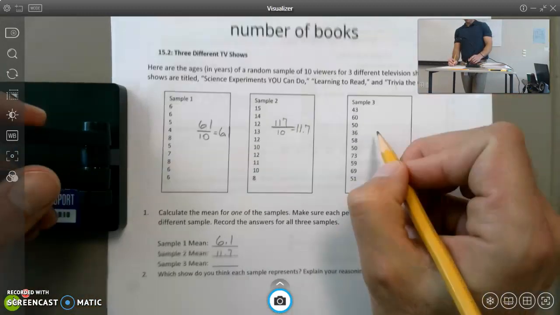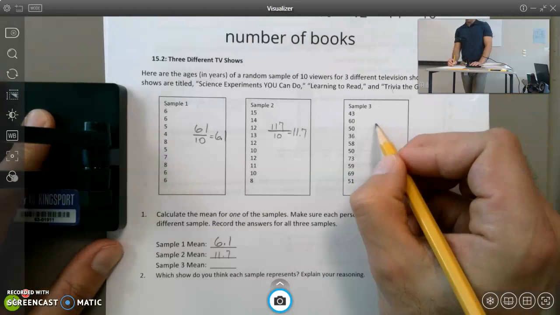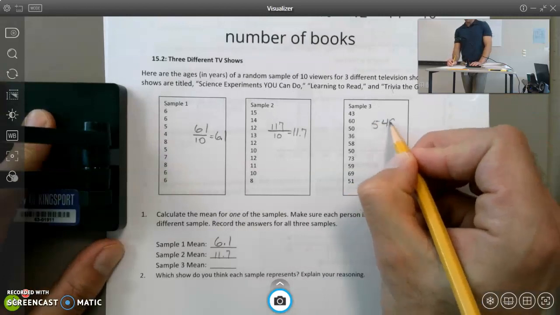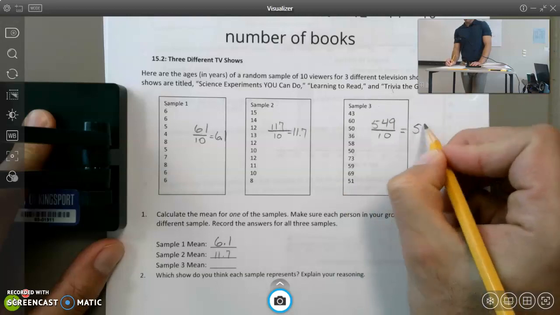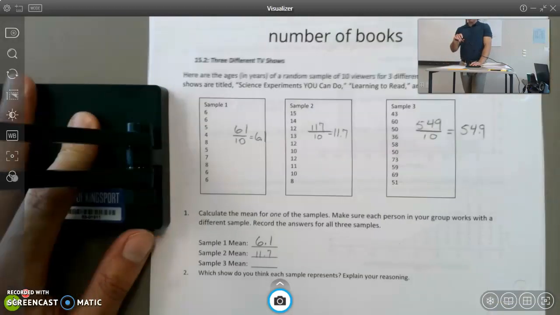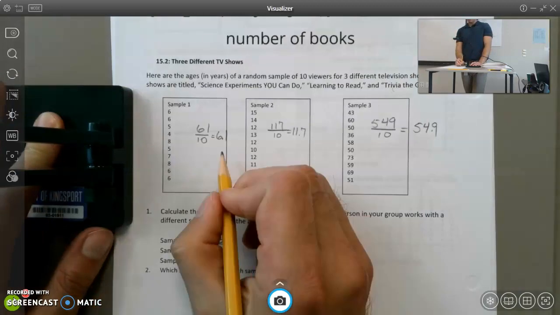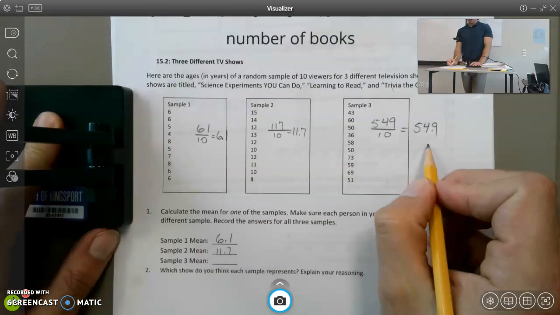And sample 3, if you add those up, you would get a collective age of 549, divided by 10, which is 54.9. So we are talking about people that are 6 years old, 11 years old, and 54 years old.